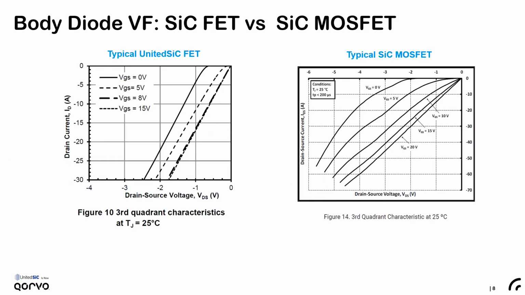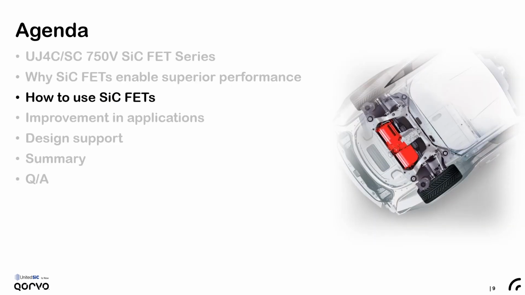Here we show the body diode voltage drop of silicon carbide FET on the left and silicon carbide MOSFET on the right. Without synchronous rectification, when current is at 10 amp, silicon carbide FET has a voltage drop of 1.4 volt, while silicon carbide MOSFET has a voltage drop of 3.5 volt. Till now, we have introduced the benefits of Gen4 devices and how our technology enables these benefits. Next, it is equally important to share our recommendation and user guide so designers can fully exploit these benefits easily and reliably.